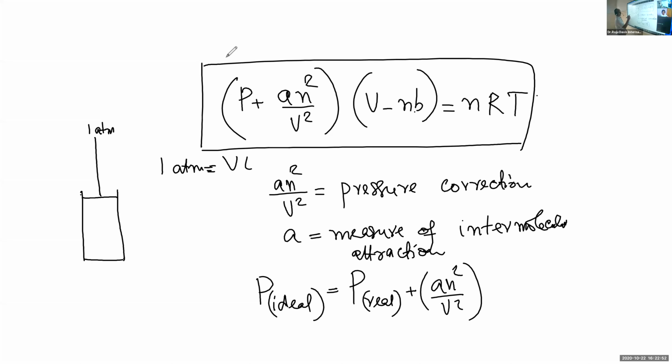Pressure increases, now volume decreases. Now, let the pressure be increased to 2 atmospheres. Then the volume decreases. Let the new volume be V by 2. Same temperature. Now pressure is increased to, say, 4 atmospheres. Then what will happen to the volume? Still it decreases. Let it be V by 4. Volume decreases and decreases.